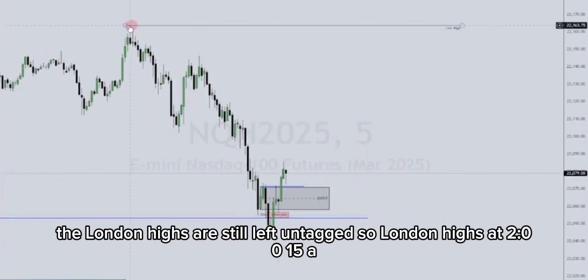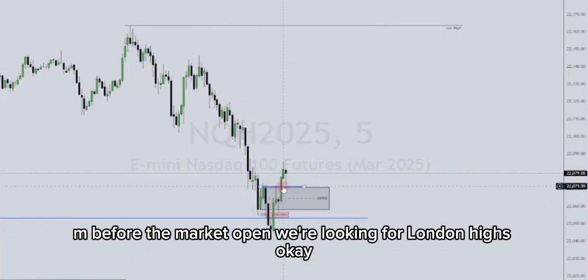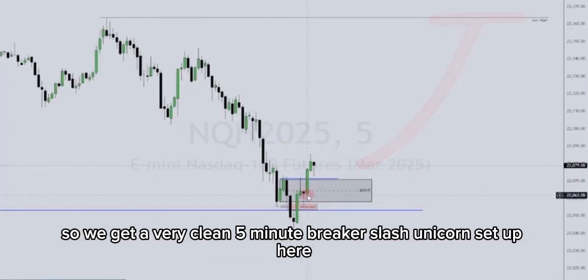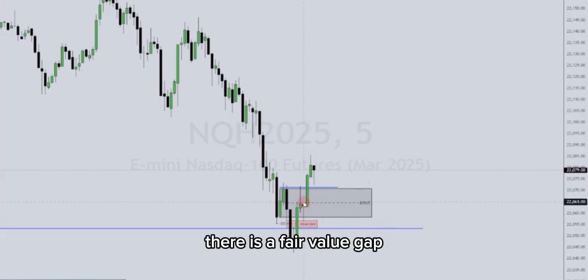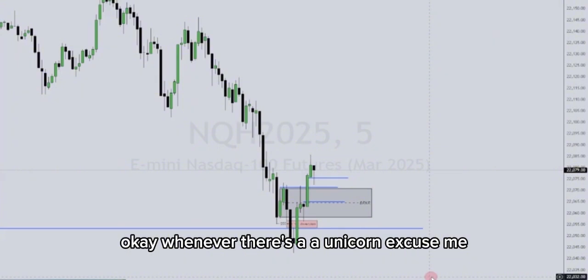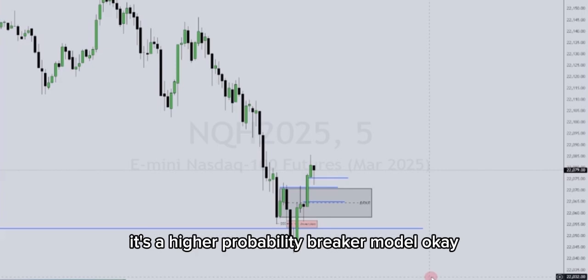So London highs at 2:15 a.m. in the morning and this market is now, we're at 7 a.m. before the market open. We're looking for London highs. Okay. So we get a very clean 5-minute breaker / unicorn setup here. The reason it's a unicorn is because inside of the breaker, there is a fair value gap. Okay. Whenever there's a fair value gap inside of a breaker, it makes it a unicorn breaker. It's a higher probability breaker model.